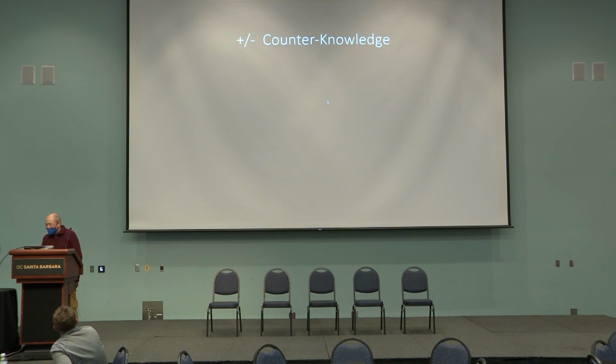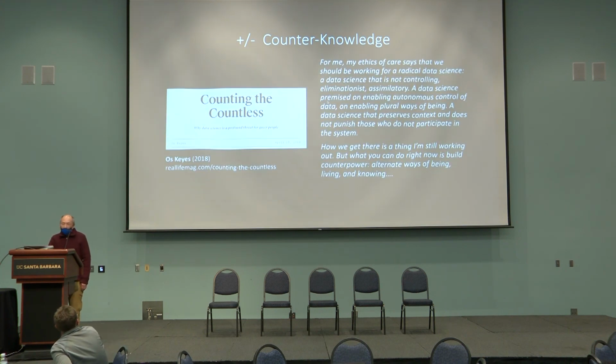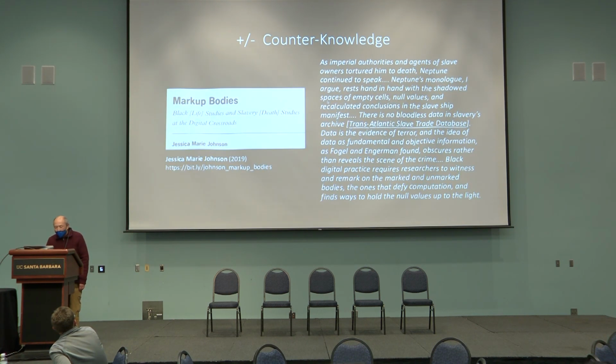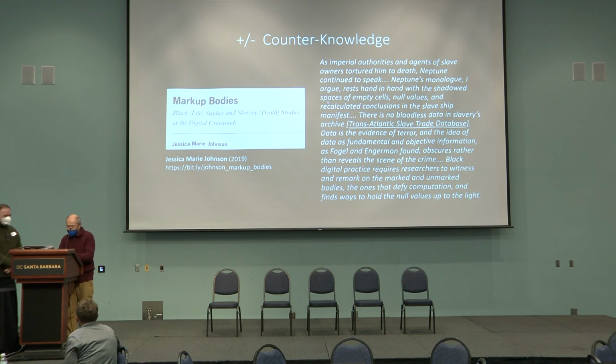So I close without reading because my monitor is here. Two wonderful works about data science. One is Oski's essay, Counting the Countless, Why Data Science is a Profound Threat for Queer People. And the other is a remarkable essay by Jessica Marie Johnson, Markup Bodies, Black Life Studies and Slavery Death Studies at the Digital Crossroads. Both of them call for alternative, counter-radical data science that offers a new kind of knowledge. I'll close there.